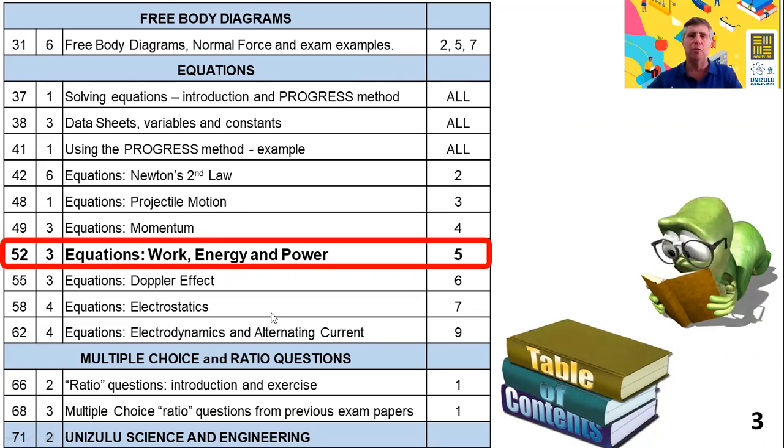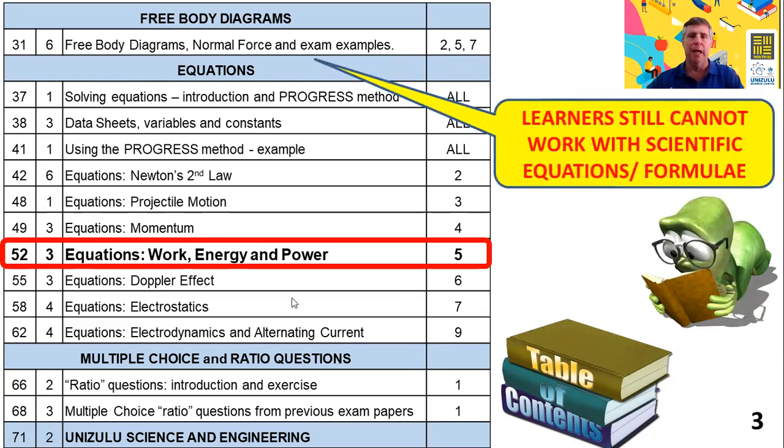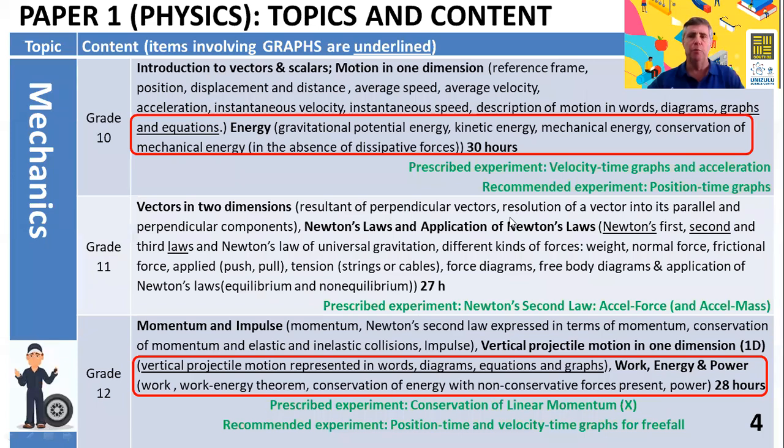Why are we spending so much time on equations? Well, as we pointed out in the introduction, they form more than 60% of the marks in paper 1. And in the examiner's report, there's this note that learners still cannot work with scientific equations and formulae. And the only way for us to do this is to practice. On page 4 in your booklets, remember in the bottom right-hand corner of the screen, you'll see the page number, which is in the top right-hand corner of your booklet.